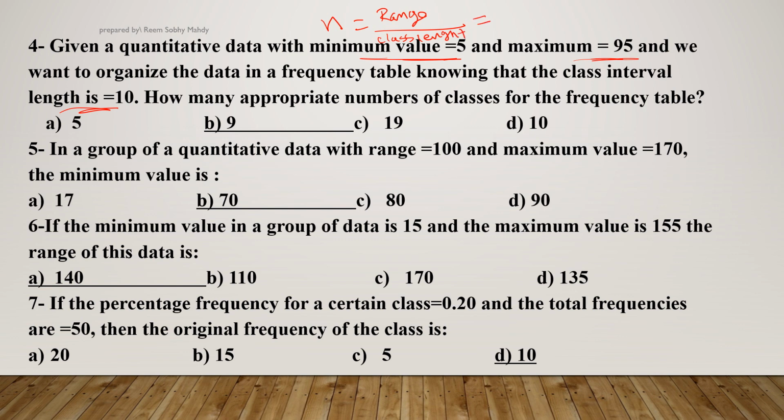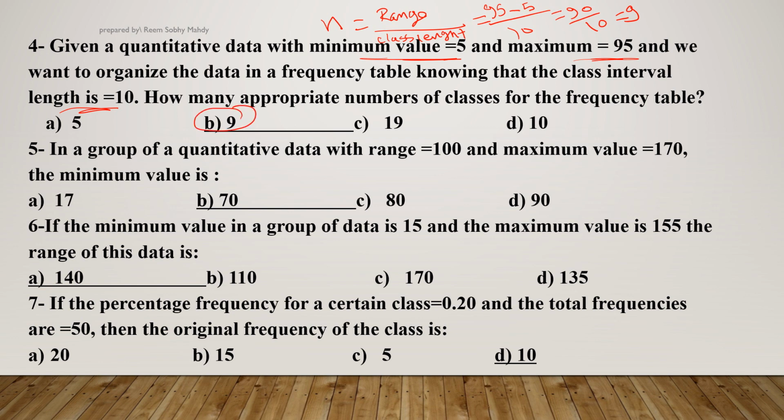And in this example, the range equals the difference between the maximum and the minimum values. So the maximum value here is equal to 95 and the minimum value equals 5, over the class interval length, which equals 10. So 90 over 10 equals 9. So the appropriate class number equals 9, and the correct answer is B.